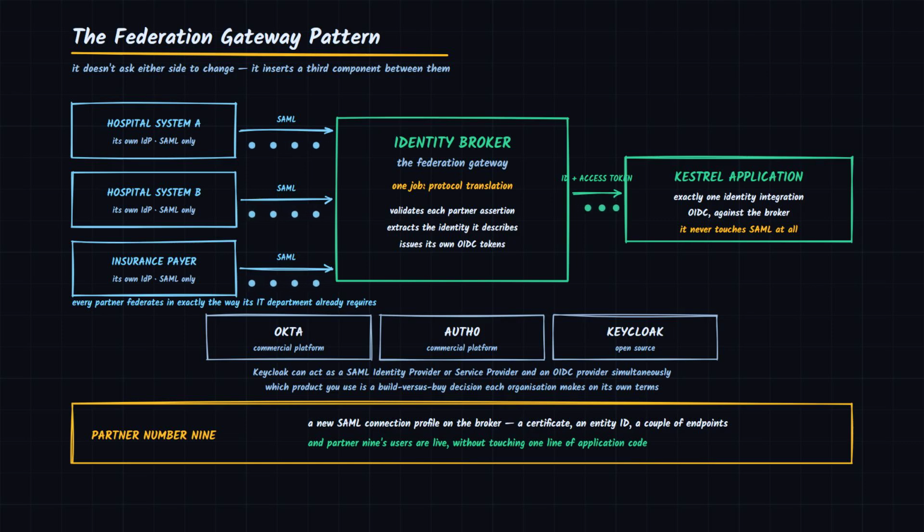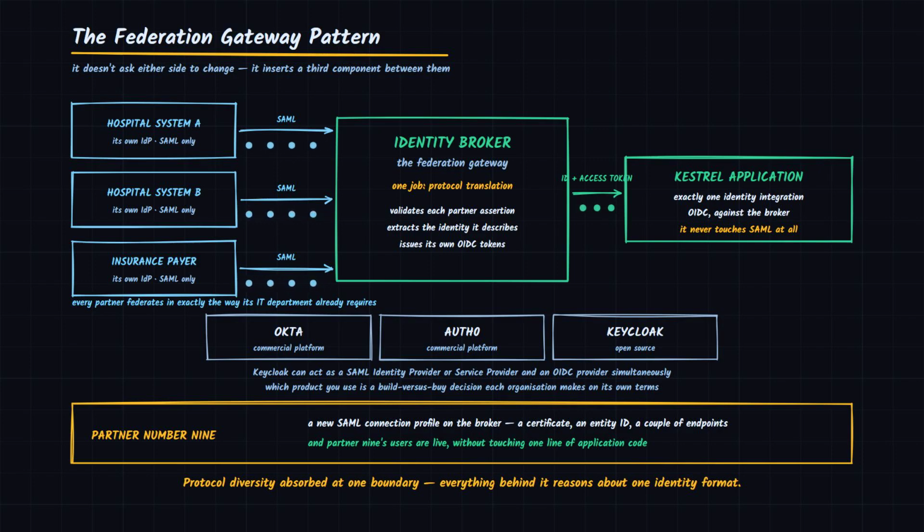The practical payoff shows up the next time Kestrel signs a new hospital system partner. Onboarding partner number 9 doesn't touch a single line of application code. It's a new SAML connection profile configured on the broker, a certificate, an entity ID, a couple of endpoints, and partner 9's users are live. The application was never involved because it was never supposed to be.